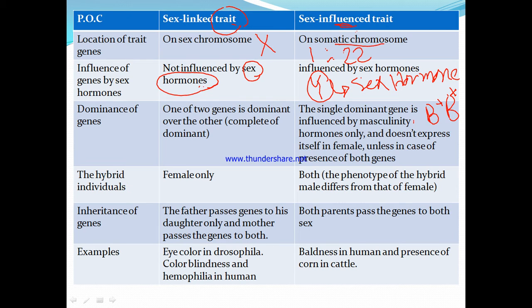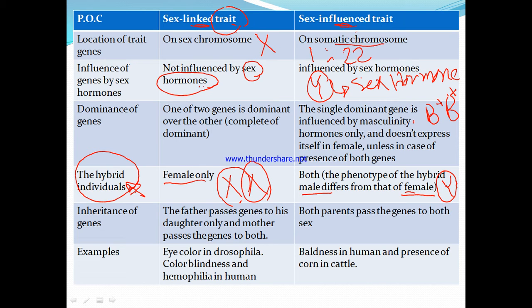Okay? The hybrid case in sex-linked trait is present in female, because only female carry X and X. And this type of trait is linked, carried on the X chromosome. The hybrid individual in sex-influenced trait is between male and also female, whatever the trait which is affected by the Y chromosome.